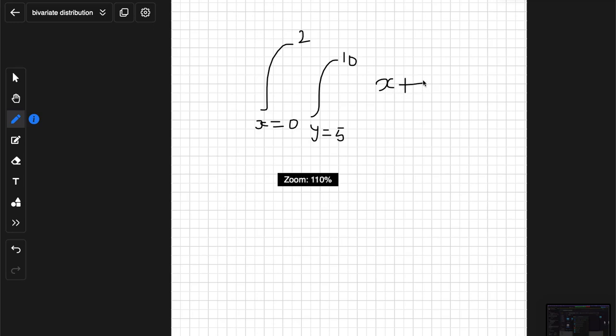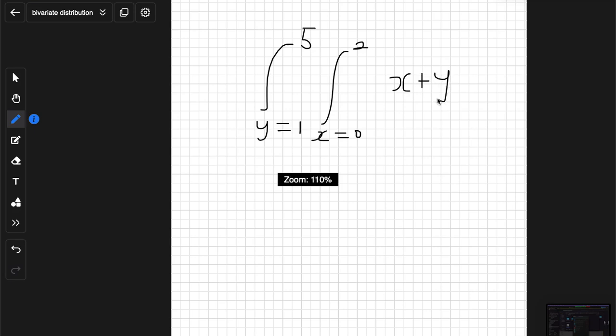Note something, it could be the other way. x may come first, y may come first, it doesn't matter. Let me change it so that y comes first. What matters is that you understand how it's done. So y takes values from 1 to 5, and x takes values from 0 to 2, and now you have x plus y.